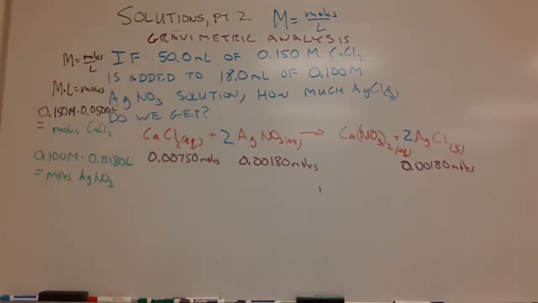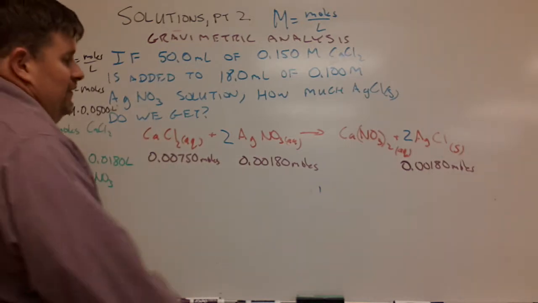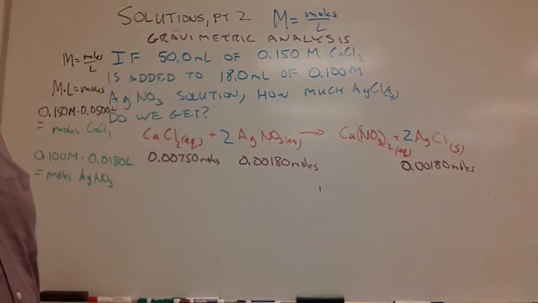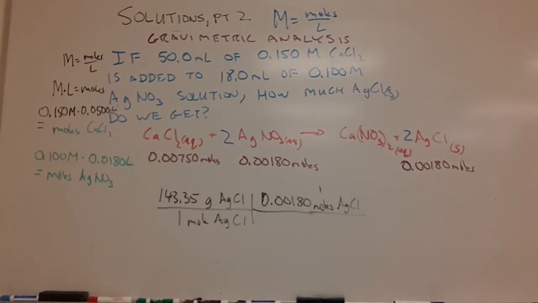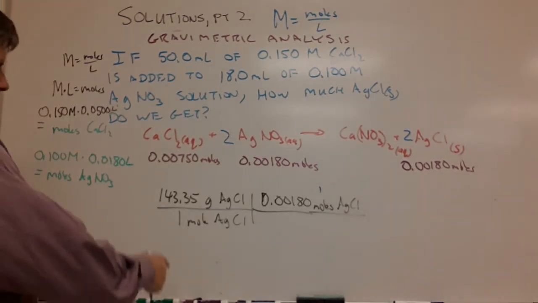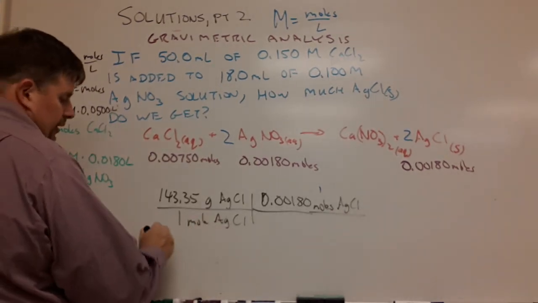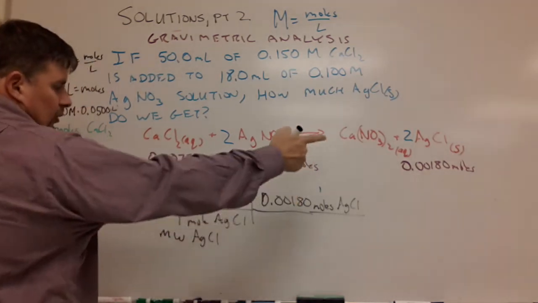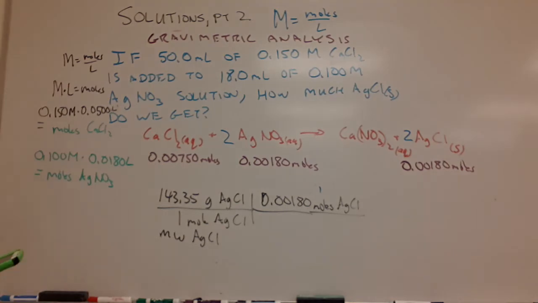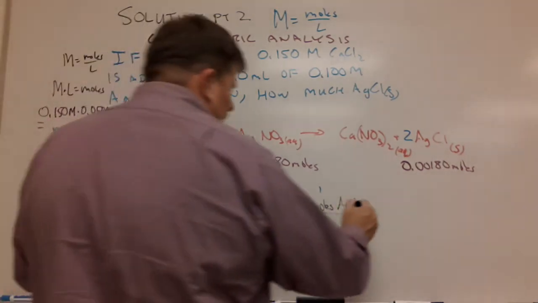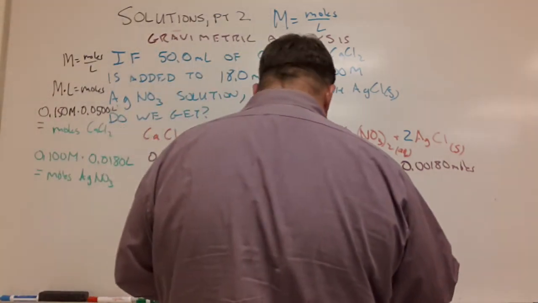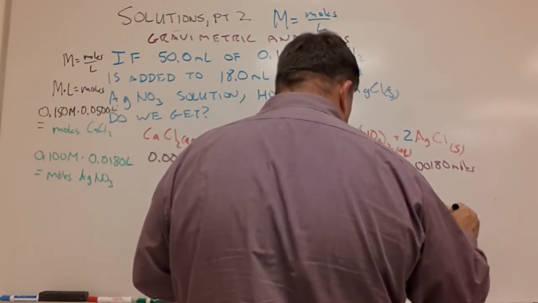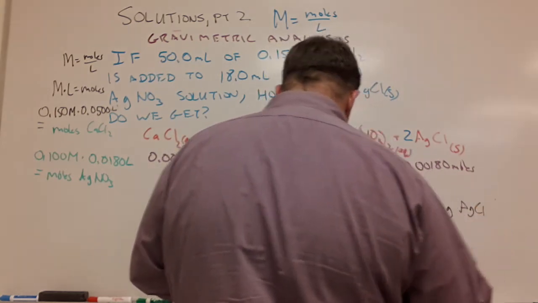Okay? All right, so that got the number of moles of silver chloride here. Now all I have to do is multiply it by its molecular weight. All right, so here's our conversion. This is the molecular weight of silver chloride, and this is the number of moles that we got from up top. So if I multiply those two things together, I'm going to get out 0.25803 grams of silver chloride.